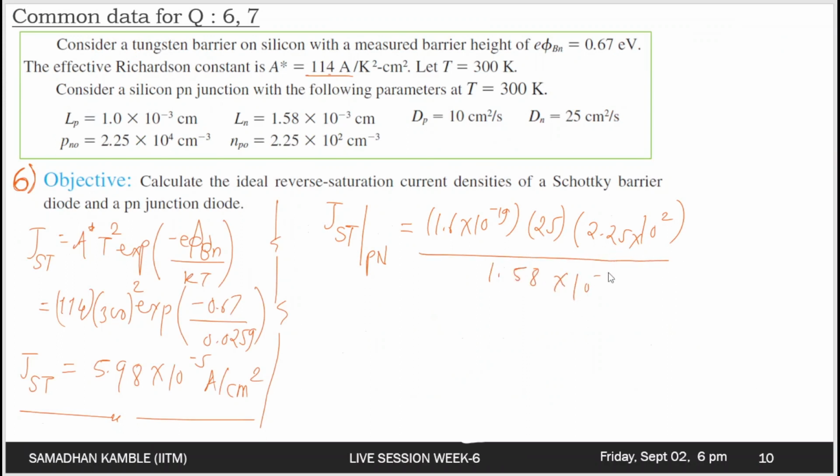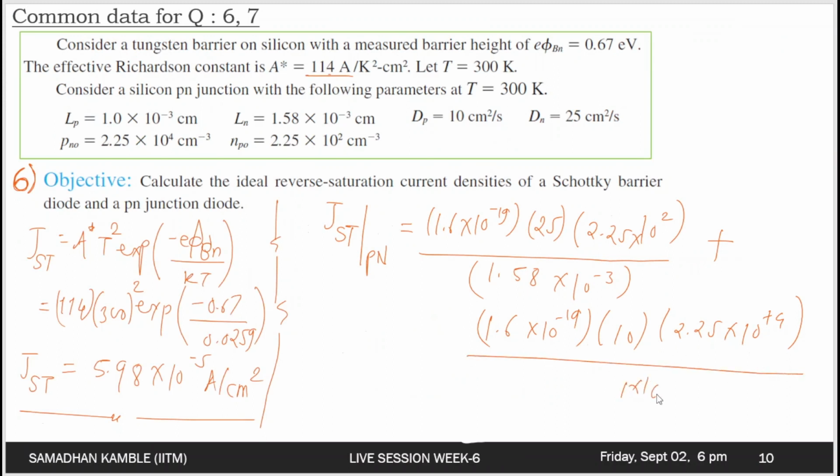1.58 times 10 to the power minus 3 plus 1.6 times 10 to the power minus 19, that is the electronic charge, times 10, which is the dP, times 2.25 times 10 to the power plus 4, divided by 1 times 10 to the power minus 3. If you just calculate this algebra, we get the reverse saturation current for the PN junction diode as 3.66 times 10 to the power minus 11 ampere per centimeter square.